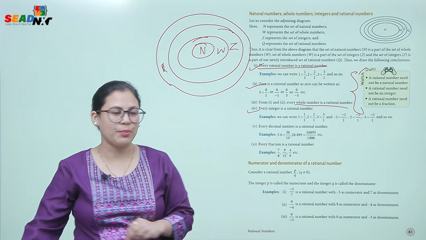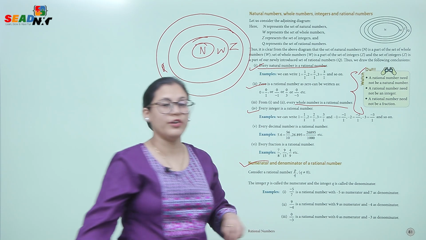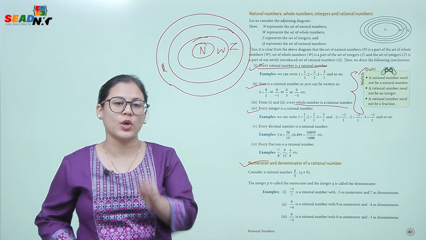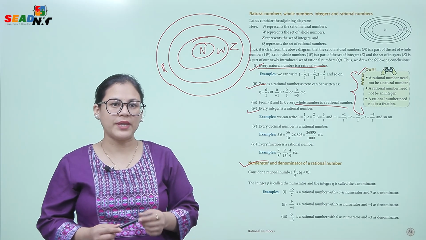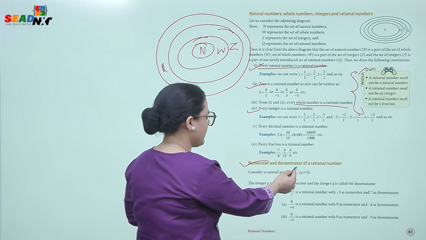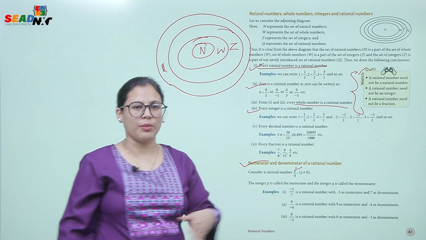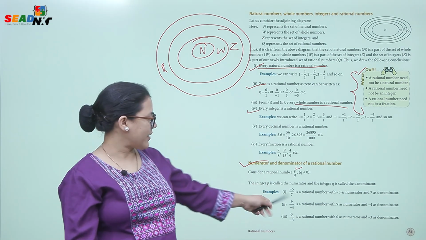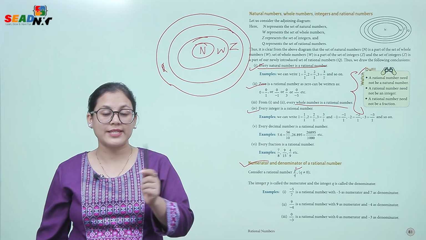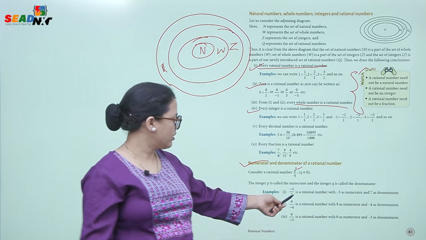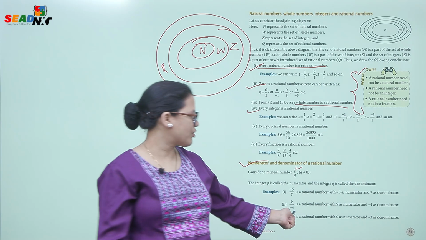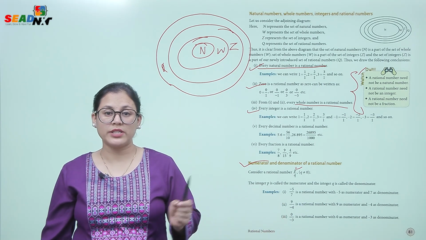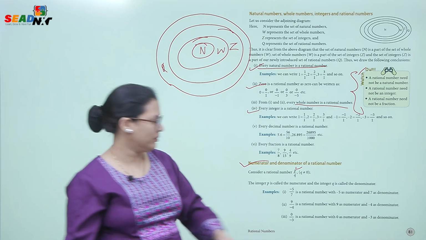Now, move on to the next topic, numerator and denominator of a rational number. Consider a rational number p by q, where q is not equal to 0. The integer p is called the numerator and the integer q is called the denominator, which we already know. Example, minus 5 by 7 is a rational number with minus 5 as numerator and 7 as denominator. Here also, 9 is numerator, minus 4 is denominator, and 0 by minus 3. This is also a rational number. 0 is numerator and minus 3 is denominator. Okay.